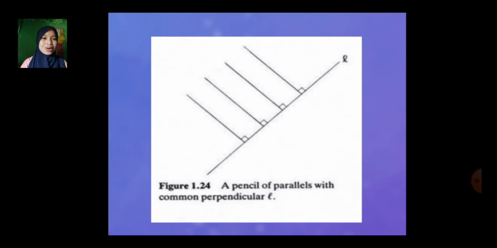Next, here we go, figure 1.24. It shows a pencil of parallels with common perpendicular L. So as you can see in the figure, this line is the given line L. Then the set of lines, which is this one, 2, 3, 4, the set of lines which are perpendicular to the given line L is what makes this figure a pencil of parallels with common perpendicular L. So if we can see a set of all lines that are perpendicular to our given line L, then we call it a pencil of parallels.